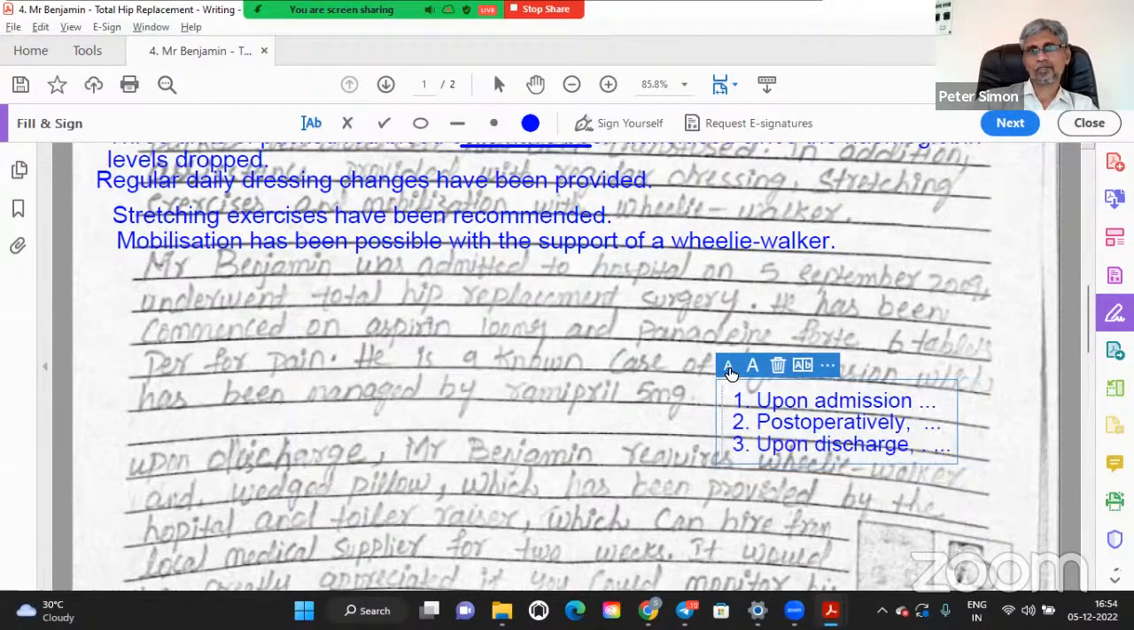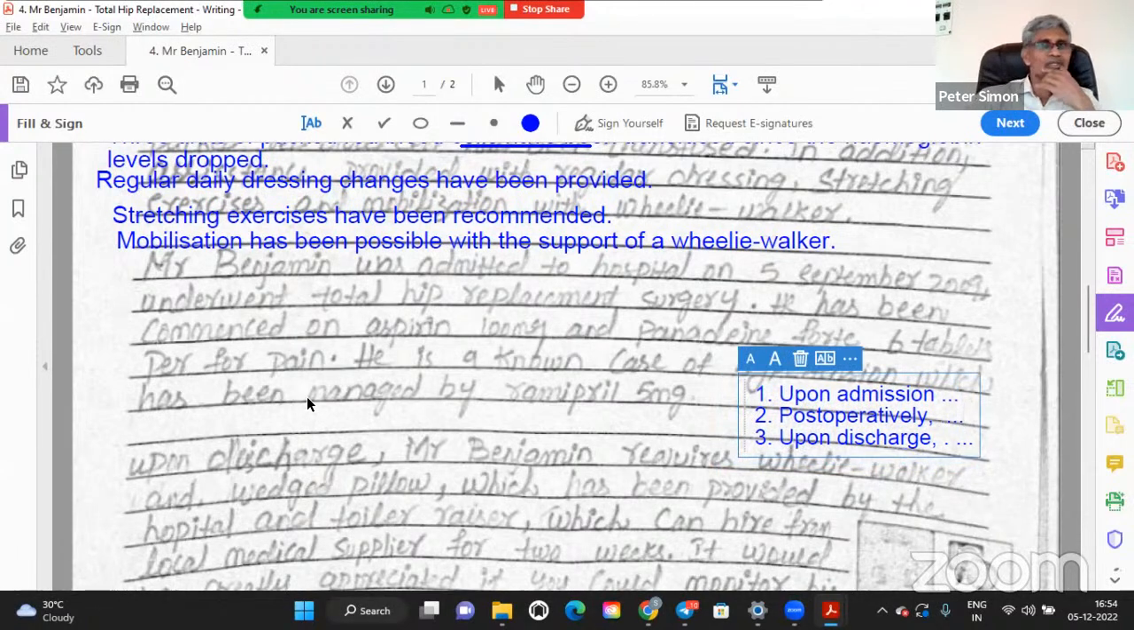Okay. So this is the style how you have read. Mr. Benjamin was admitted to hospital on 5th September 2000. Just putting the paragraphs up and down, that's all. That paragraph should come down, this paragraph should go up. Discharge plan is fine. Okay.